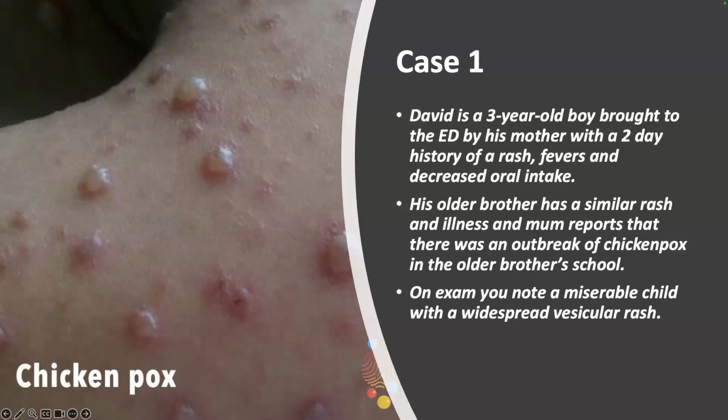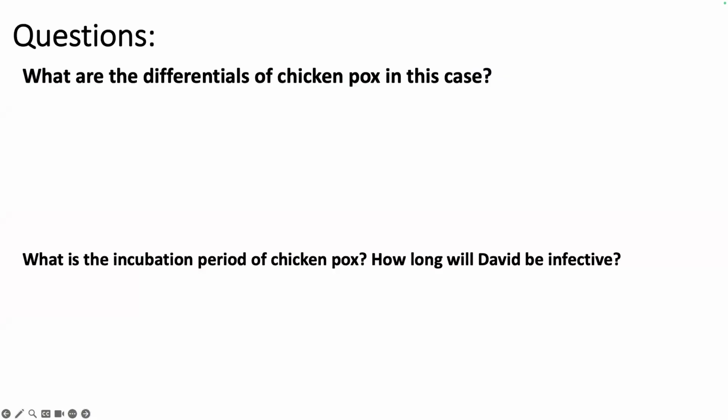So let's do an example case if we can. David's a 3-year-old boy who's brought to the emergency department by his mum with 2-day histories of rash, fever and decreased oral intake. His older brother has got a rash and similar illness, and mum says there was an outbreak of chickenpox at the older brother's school. When you examine him, you notice a miserable child who's got a widespread vesicular rash. Can you think of any differentials for this sort of vesicular rash, anything that we've mentioned before that could give you a similar rash?